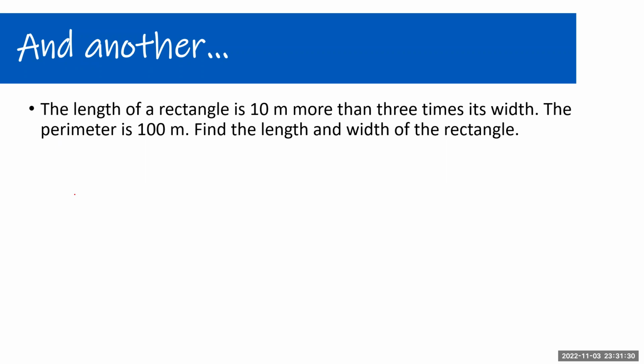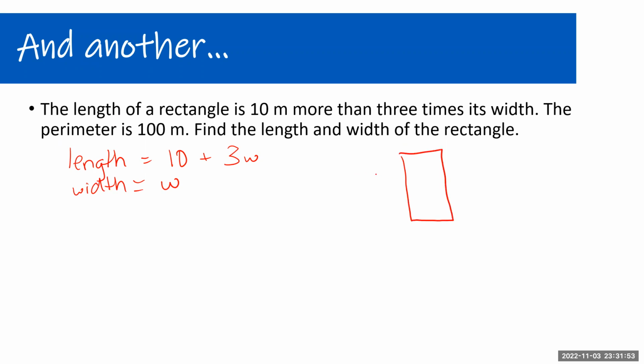So we know that the length is 10 meters more than 3 times the width, okay? And the width is just the width, okay? So that means if we draw our rectangle here, we know that this is 10 plus 3w, 10 plus 3w, w, and w, okay?